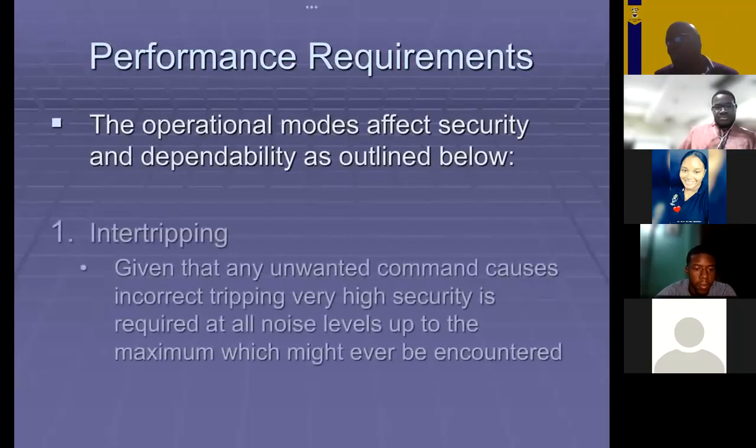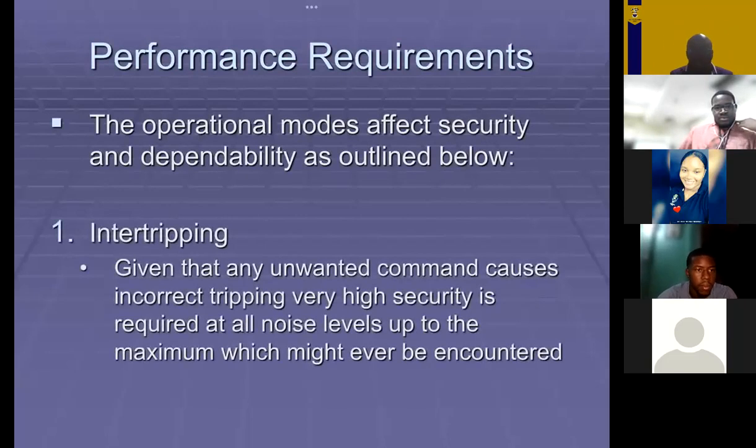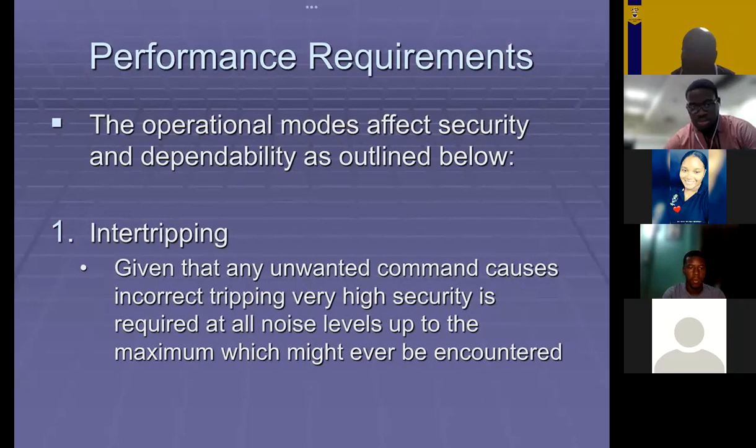So this is what I just said. One, the operational modes affect security and dependability as outlined. Firstly, for your intertripping, given that any unwanted command causes incorrect tripping, very high security is required at all noise levels up to the maximum that can be encountered.